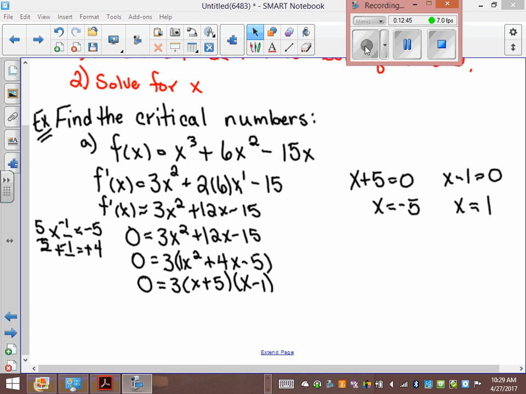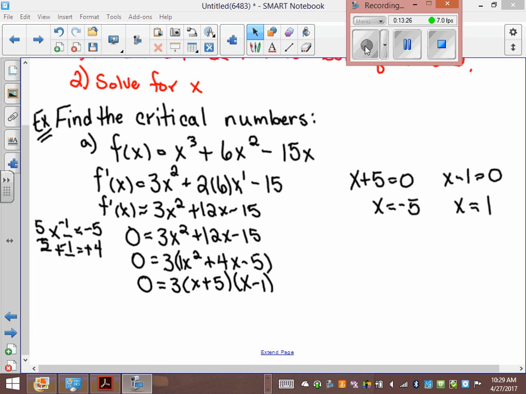The part between negative 5 and 1. It should be between negative 5 and 1. It's below, correct? Okay. It's above the x-axis. Please pay attention. It's above the x-axis from negative 5 to negative infinity and positive 1 to positive infinity, right? You agreed with me, right? Between negative 5 and 1, it was below the x-axis, correct?